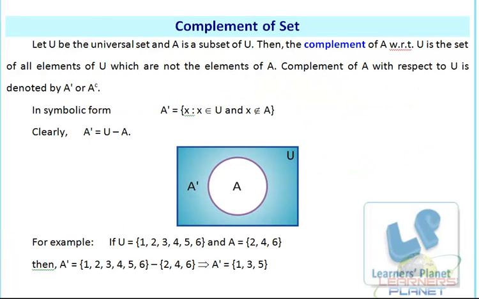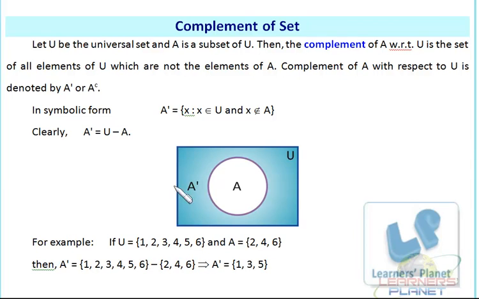Now we discuss the complement of a set. I have already used this term, but this time I'll elaborate on what exactly the complement of a set is. Let U be the universal set and A a subset of U, then the complement of A with respect to U is the set of all the elements of U which are not elements of A, right? So the complement of A with respect to U is denoted by A dash or A complement. Okay, so in symbolic or set builder form, we can say x such that x belongs to U but x does not belong to A. Okay, so A dash is actually U minus A.